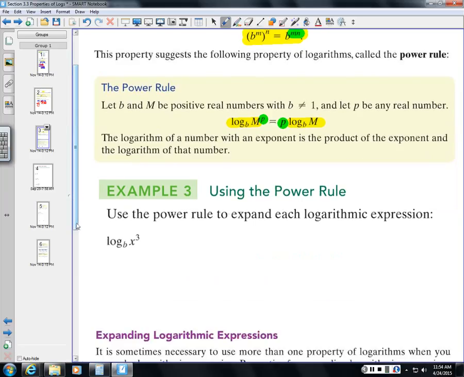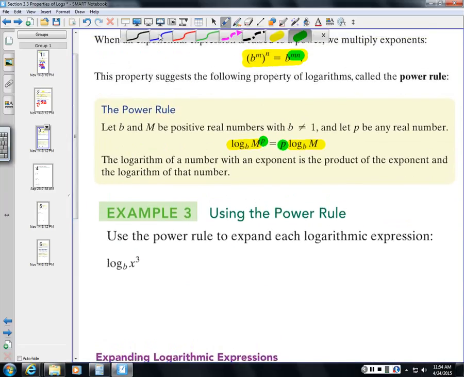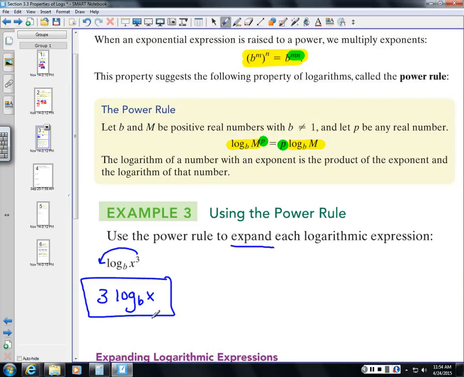So one quick example here for the power rule is if I have log base b of x cubed, all I want to do to expand that is the 3 comes out front, and this becomes 3 times log base b of x. And that's all we have to do to expand out our power rule.